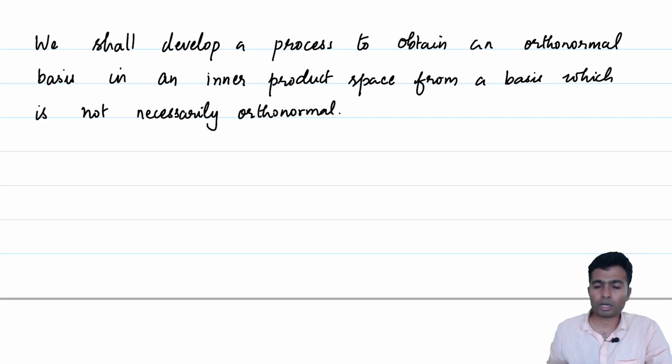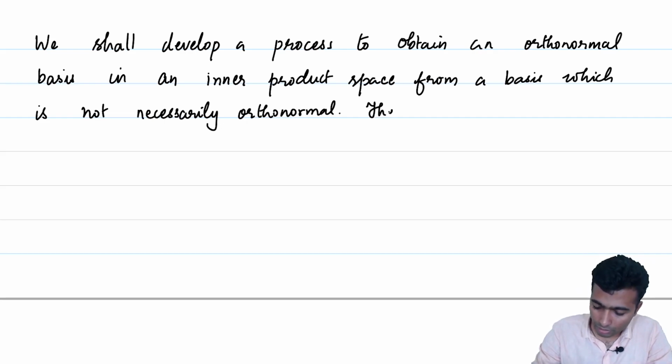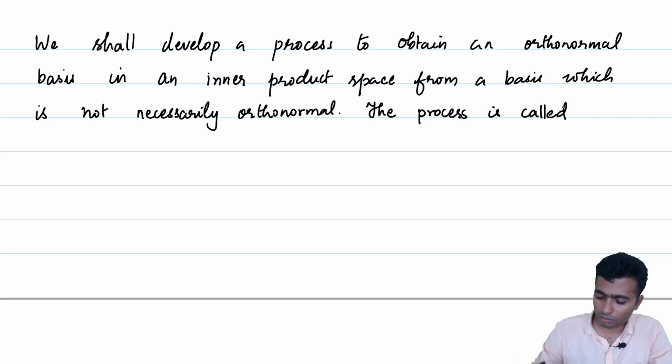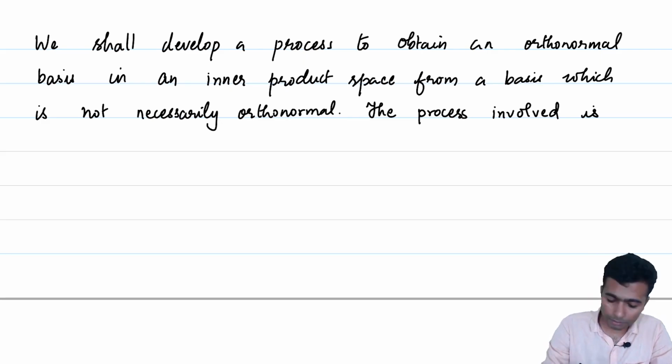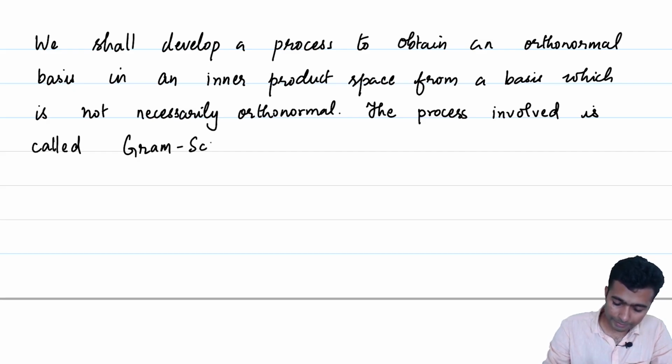The process is called Gram-Schmidt orthogonalization. So it's not orthonormalization. This is only going to give you an orthogonal set. The process involved is called Gram-Schmidt orthogonalization.